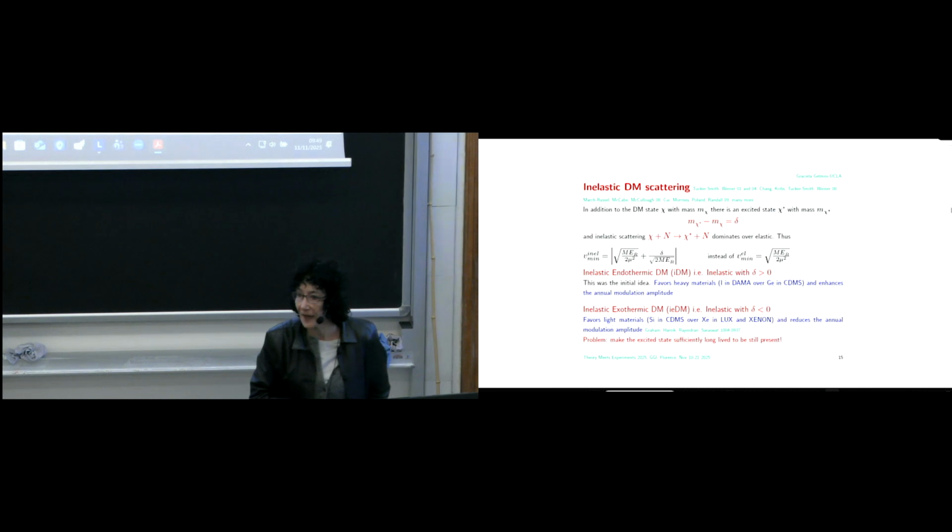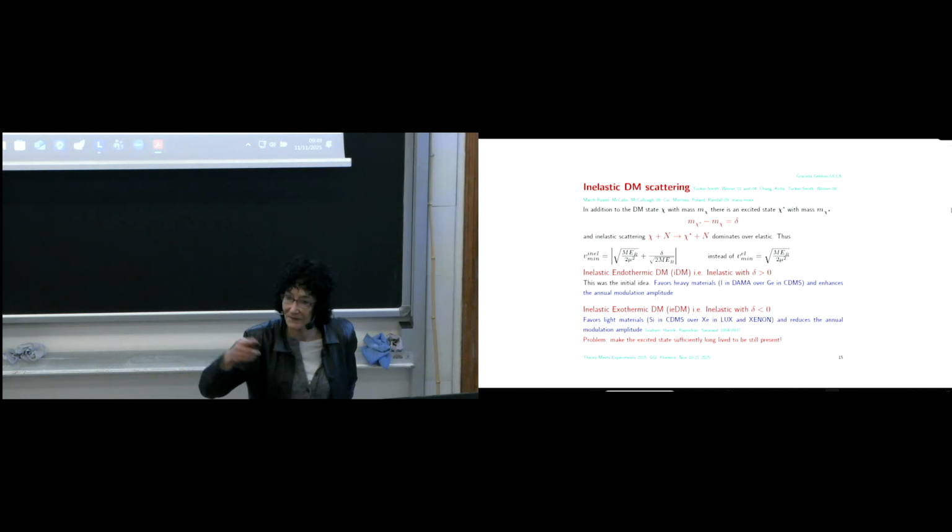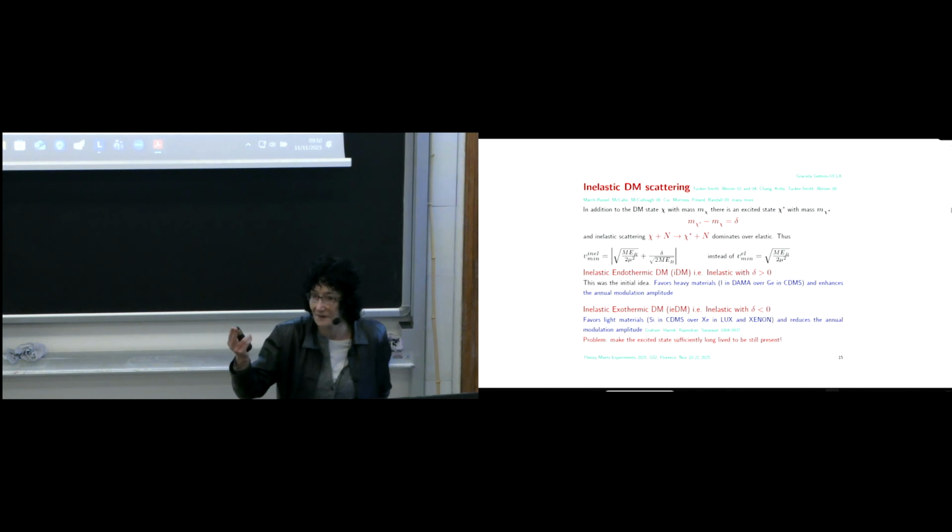For example, if you have a pseudo-Dirac, pseudo-Dirac is two Majorana particles that are one slightly more massive than the other. There is a split because it's a small Majorana mass.